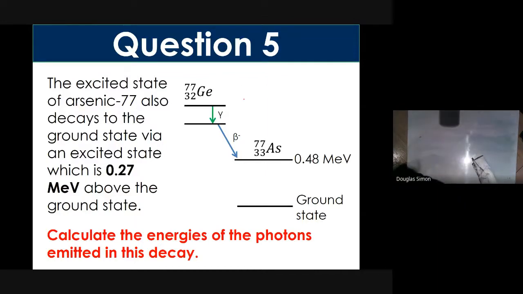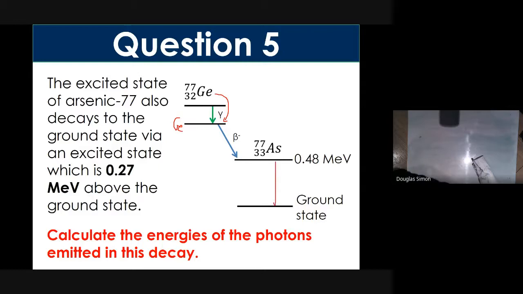So we've got a germanium atom, which decays by gamma decay to a lower energy state of germanium. It then emits a beta particle and turns into this new nucleus of arsenic. The arsenic then decays to the ground state. And so calculate the energies of the photons emitted in this decay.